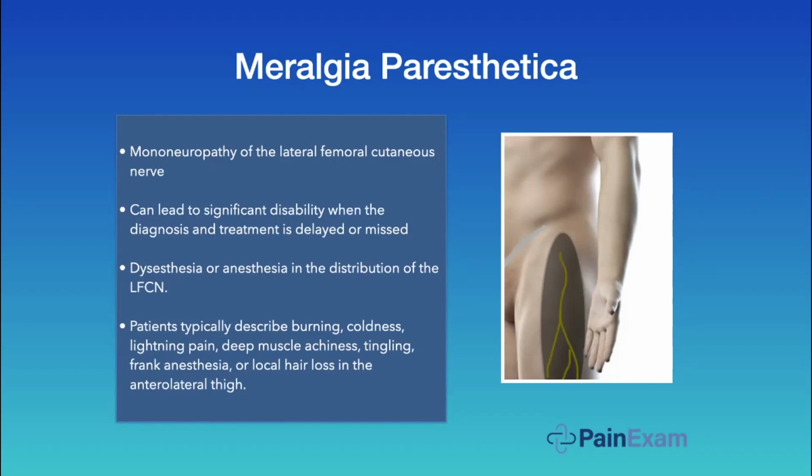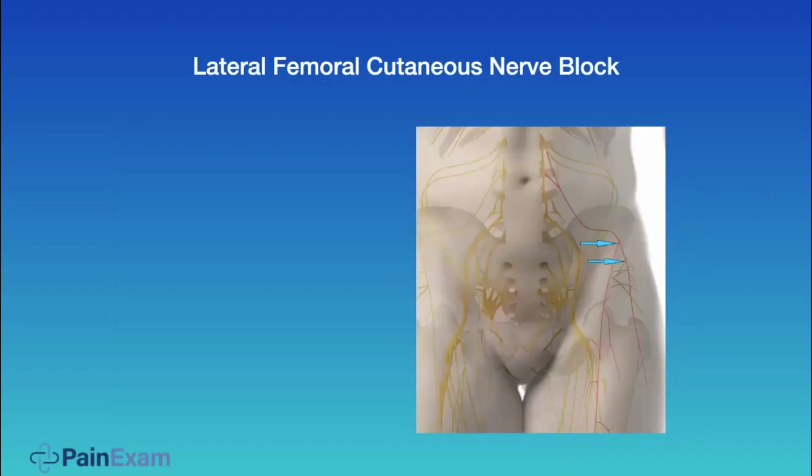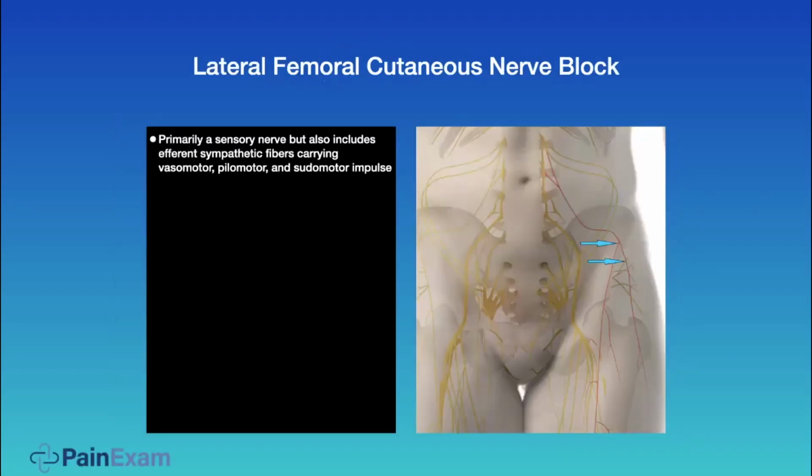It can go on untreated for years. Often you'll see this in patients who wear tight belts or they are obese. It's primarily a sensory nerve, but also has some efferent sympathetic fibers with vasomotor, pilomotor, and sudomotor impulses. Its origin is variable. L2 and L3 is most common, L1 and L2 sometimes, L2 alone, L3 alone at times.